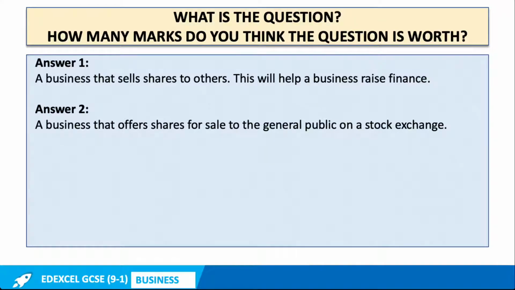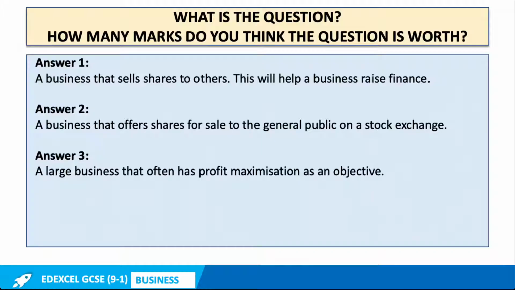So what we're looking for is the specific question that would appear in the question paper that these answers are attempting to respond to. So how many marks do you think this question would be worth based on the answers that you can see? So we've got what is a PLC, what is venture capital, public limited. So let's take a look at the last answer. So it's a large business that often has profit maximisation as an objective. So has your opinion changed of what the question is and how many marks it would be?